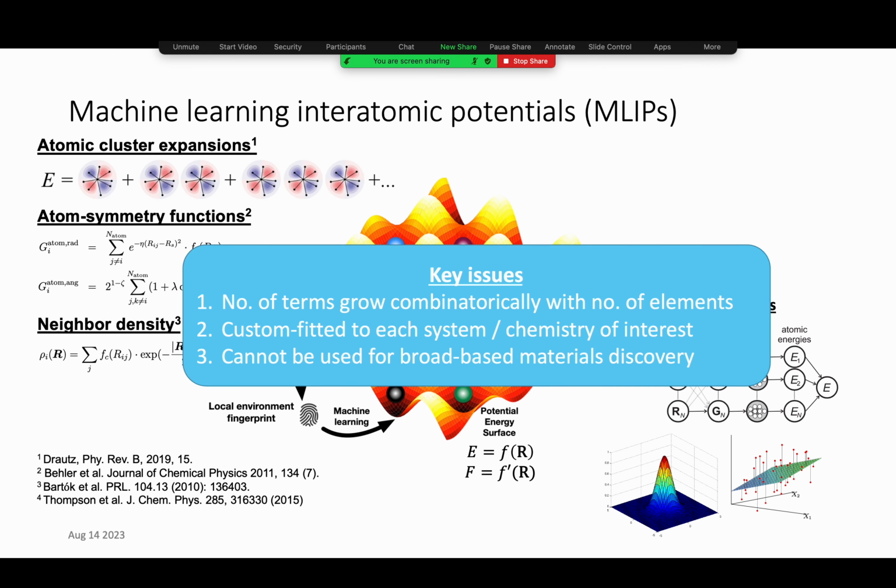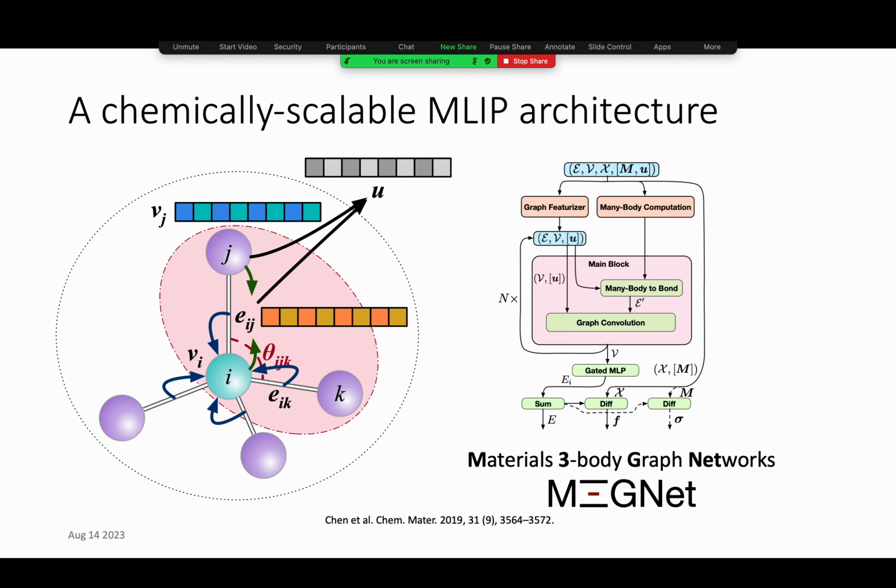So the problem with all the traditional machine learning potentials, however, is that their number of terms grows combinatorially with the number of elements, and they do have to be custom fitted to each chemistry of interest. So what this means is that they cannot really be used for broad-based materials discovery, right? So this led us to think, well, can we actually apply graph neural networks to build interatomic potentials that are scalable to the total number of elements, right?